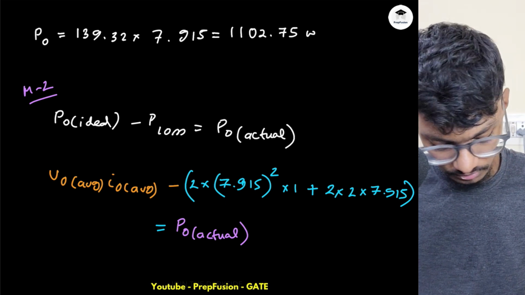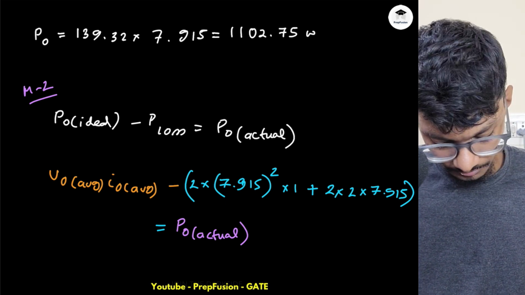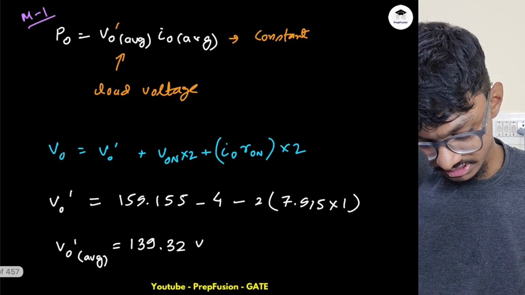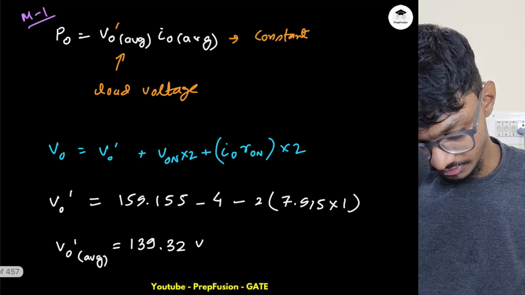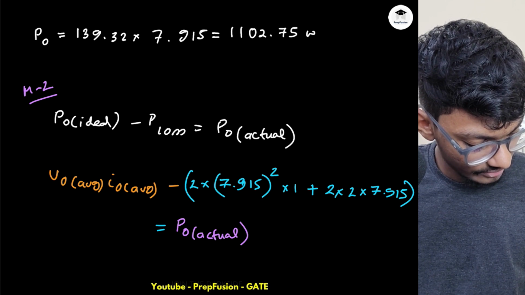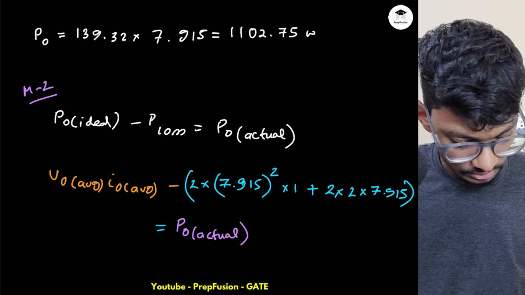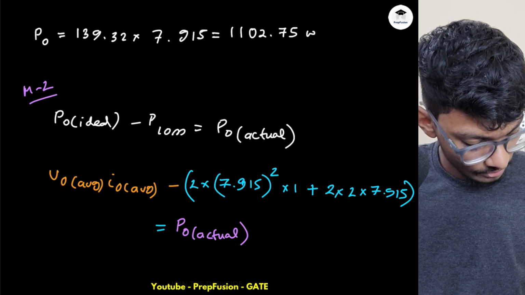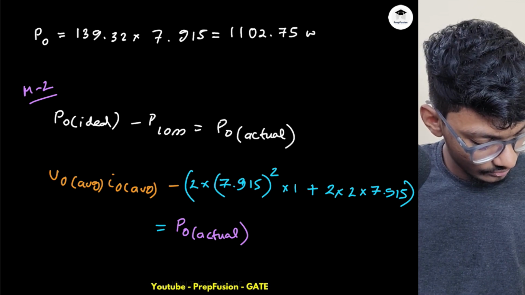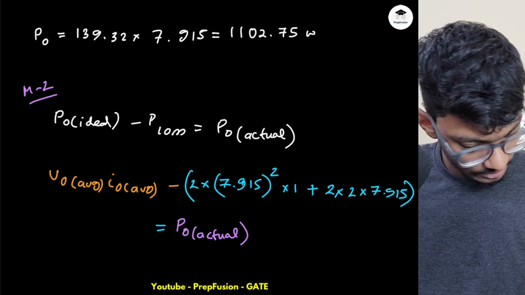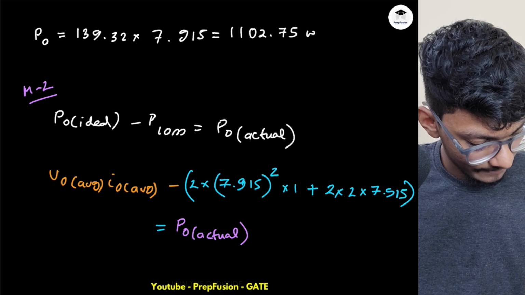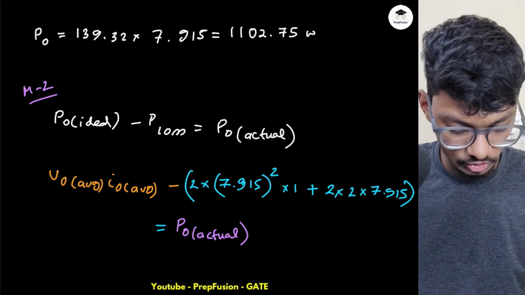Okay, so if I want to compute VO average into IO average, so VO average ideal, right? This is the ideal case. VO average ideal is what? This value, 159.155. So 159.155 into 7.915 minus bracket 2 into 7.915 whole square, then plus 2 into 7.915. Okay, so switching losses will be this, right?